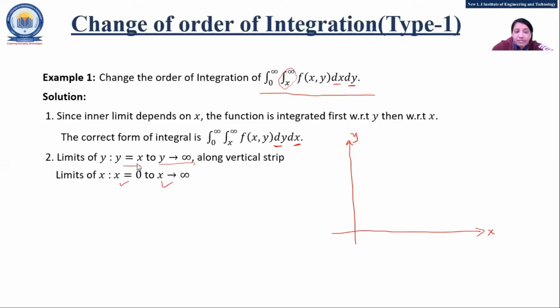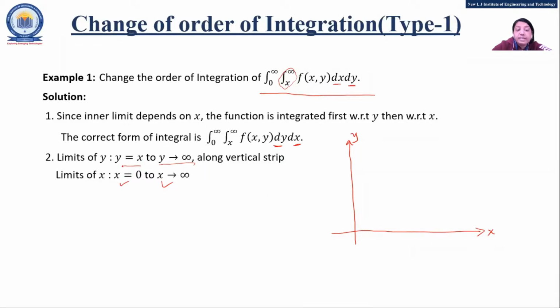Limits of y equal to x to y equal to infinity, along with the vertical strip. Whenever a limit in terms of y is given, that is always a vertical strip. And if the limit depends on the reverse, that means the limit of x, then it would be a horizontal strip. Fine. So how do we decide that?